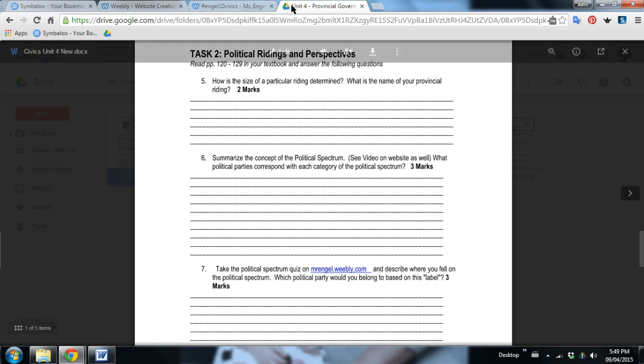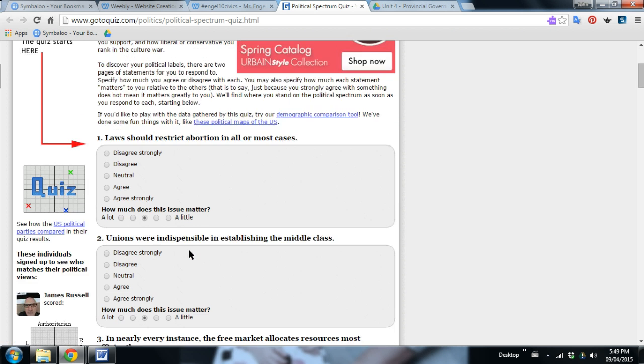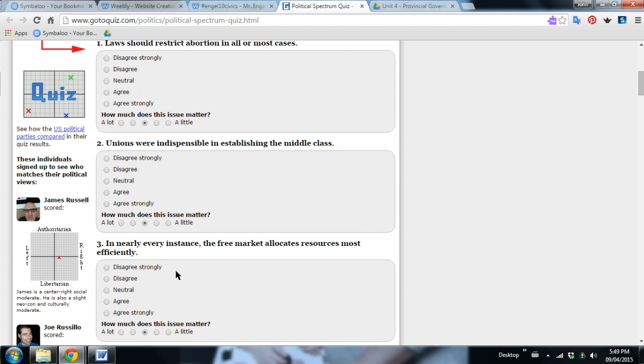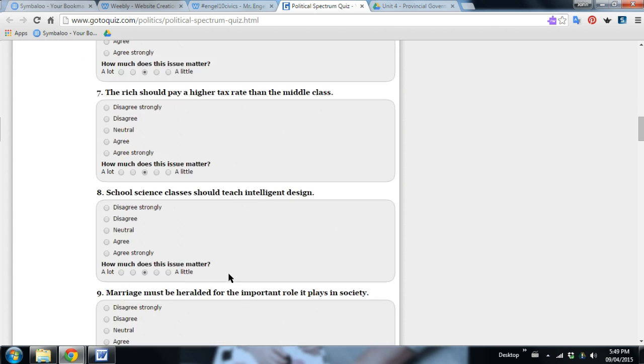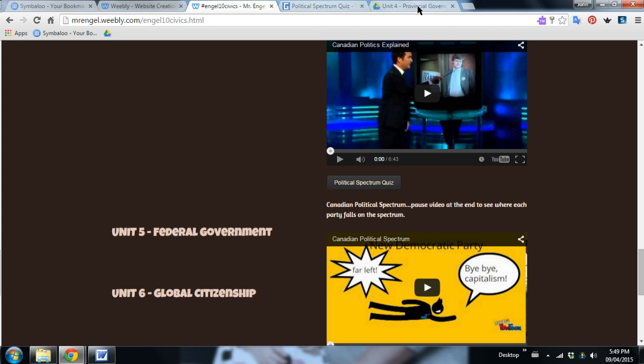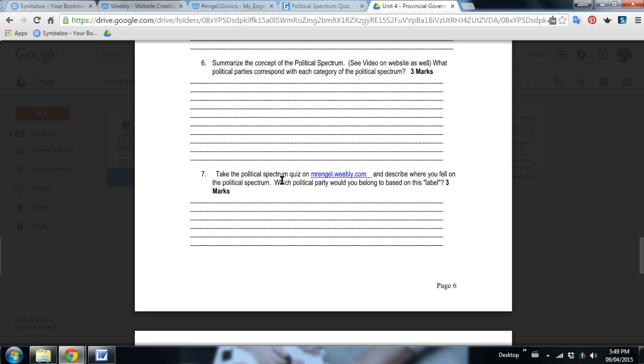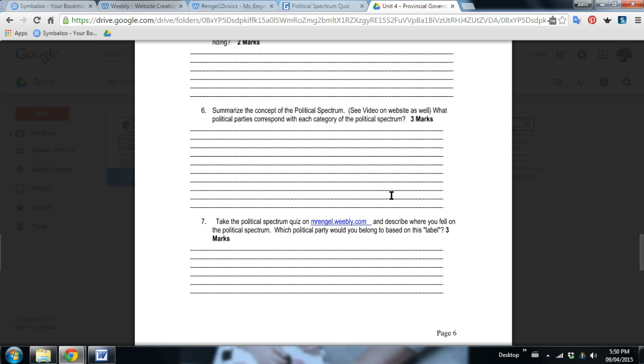And then it'll ask you to do this political spectrum quiz, which you can click on right here, and it will take you to this quiz. You basically just click on the quiz, answer all the questions honestly, and by the end of that, it'll fit you into a spot on this political spectrum right here. Okay? Once you do that, you can answer this question about whether you were surprised by anything about the political spectrum, and then I want you to tell me which Canadian political party you would belong to based on where you fell on that political spectrum.